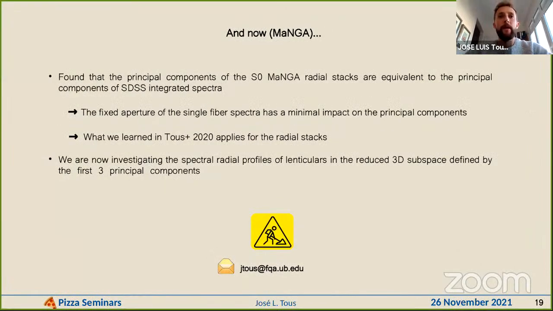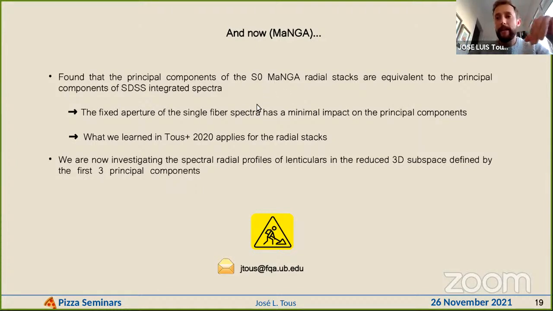And right now, we are working with MaNGA data. We are extending all these analyses to study the spectral radial profiles of a sample of S0 galaxies. With this, we have found that the principal components of the single fiber SDSS spectroscopic data are equivalent to the principal components of the MaNGA radial stacks. And this supports our previous work and tells us that the aperture effect we had was minimal.